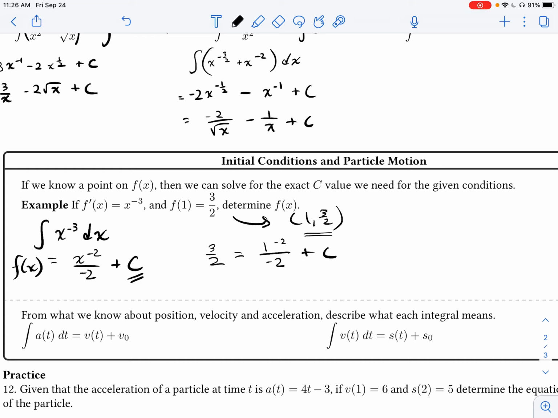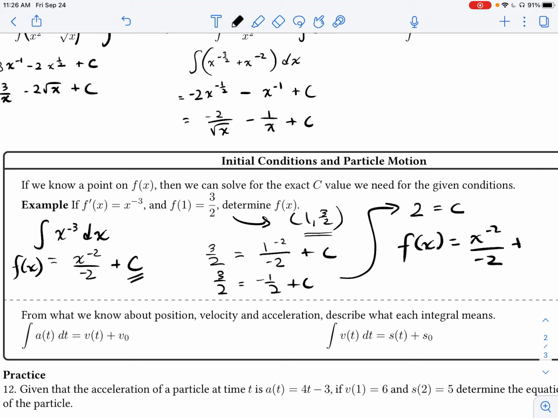So solve for c. Well, this is just going to be 3/2 is equal to 1 to the negative 2, put that down in the denominator, that's negative 1/2 plus c. And let me actually continue this right over here. If I add 1/2 to both sides, I get 2 is equal to c. So I can say now my function is x to the negative 2 over negative 2 plus the constant c.